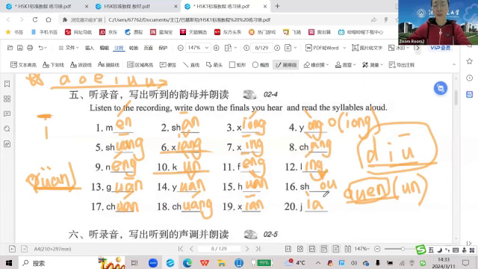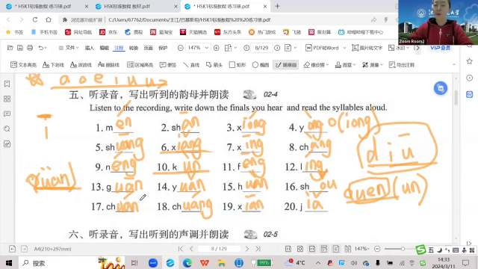So where should we mark the tone? Yes, we should mark the tone above the alphabet A, right? Because look at this sequence. A is the first one, before the alphabet N. So we should mark the tone above the alphabet A, right?